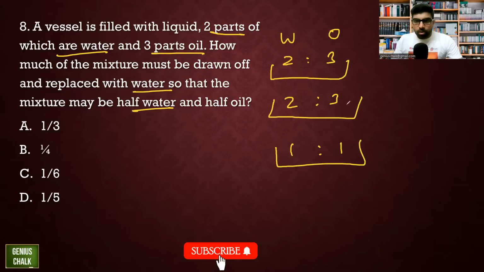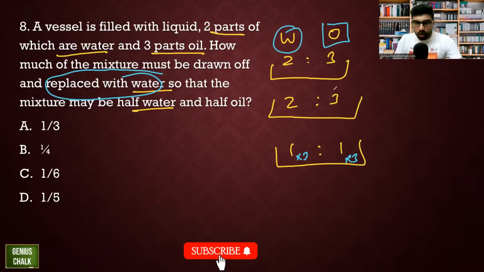So you see, from here to here the mixture was withdrawn, so the ratio will remain the same. From here to here, it is replaced with water, so water should change. So for that, this oil should be the same. Let's make it the same. Multiply this by 3, this by 3. See why I'm multiplying by 3? Because this water is changed, but oil is not. So I am just making this oil the same. If this is 1, if I multiply this by 3, it will also be 3.